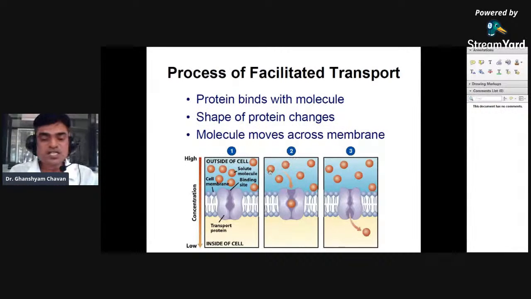It doesn't require any energy, nor does it consume any energy. So in this fashion, in process 2, it will start to enter through the transporter, and here in figure 3, this molecule has been entered completely inside the cell. So in this fashion, facilitated passive diffusion occurs in our body continuously.